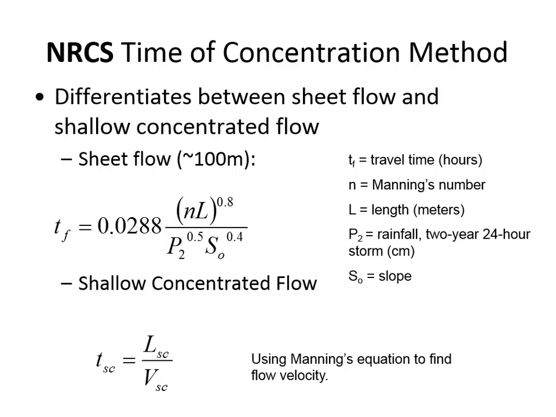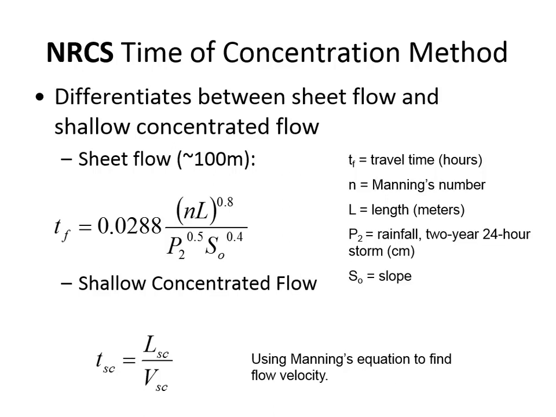And so what does this equation take into account to answer the question of how long does it take to travel a certain distance? Well, length is a main parameter. Again, n value and slope. Here, P2, rather than inputting the intensity of the actual storm in question, this method just asks you to input what's the rainfall depth of a 2-year storm.